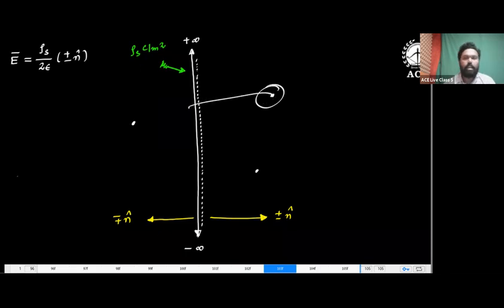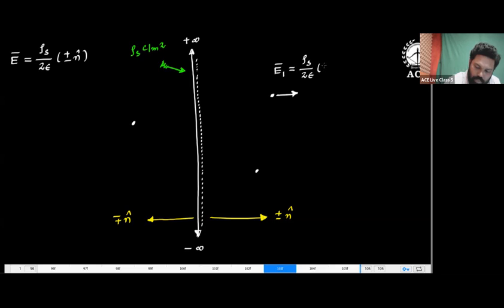It does not depend on any distance, isn't it? The only thing is the electric field is normally outwards. So what is the electric field? E1 here, let me call, is equal to rho s by 2 epsilon, plus or minus n cap.